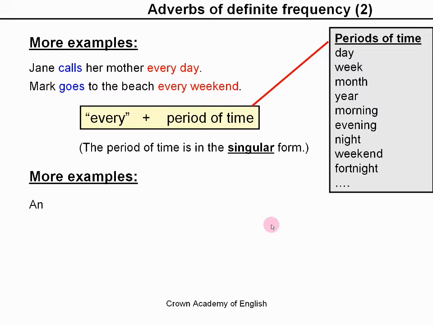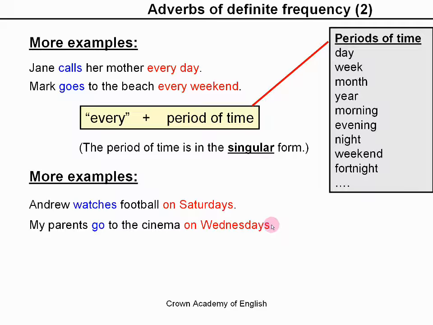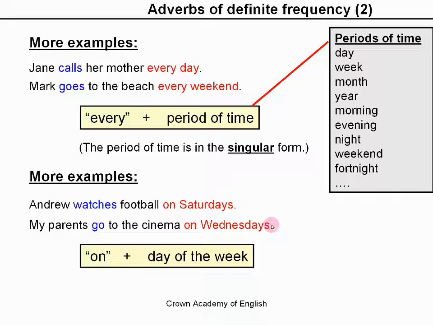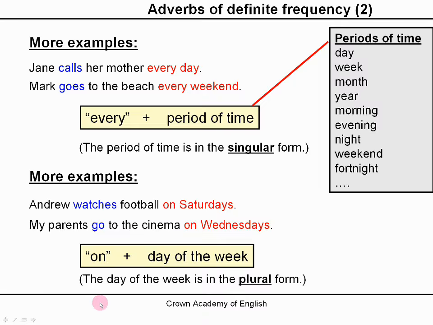Another example. Andrew watches football on Saturdays. My parents go to the cinema on Wednesdays. So here, the form is the word on and then the day of the week. And very important, the day of the week is in the plural form. Plural. On Saturdays. On Wednesdays.